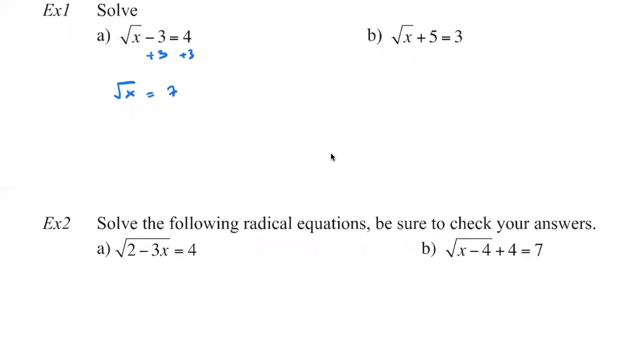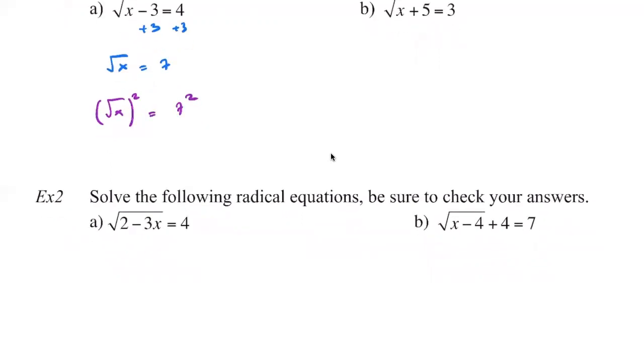We can actually square both sides to undo the square root of x. So if I square the left side, I need to square the right-hand side as well. Therefore, on the left-hand side, the square of the square root of x is just going to be x. So the answer is 49.